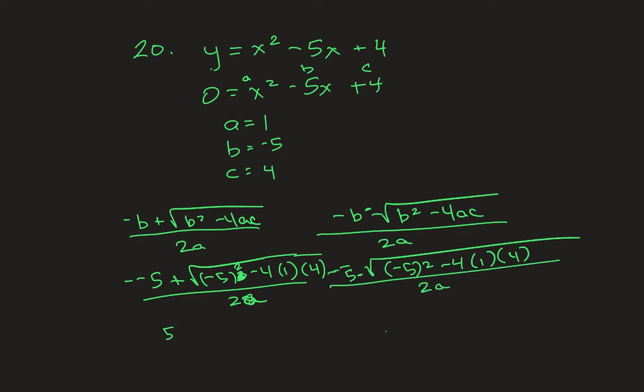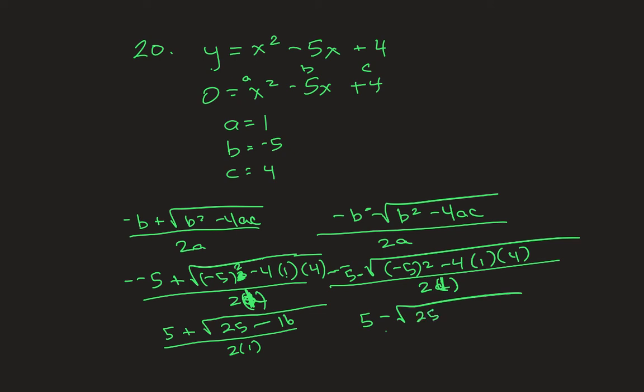-(-5) is 5 plus the square root of 25 minus, 4 times 1 times 4 is going to give you 16, over 2 times 1. And then the same thing's going to happen over here, but it's going to be 5 minus the square root of 25 minus 16 over 2 times 1.